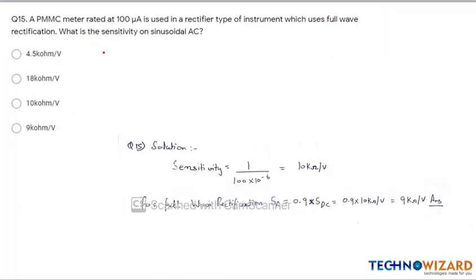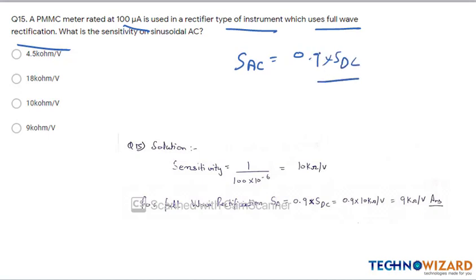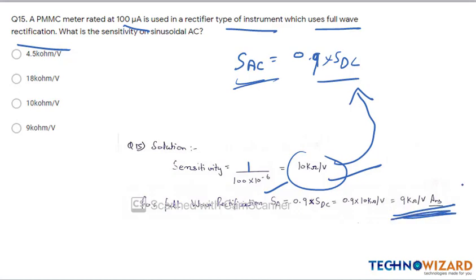Now a PMMC meter rated at 100 microampere is used in a rectifier type of instrument which uses full wave rectification. For full wave rectification, the sensitivity for AC, sinusoidal AC, is equal to 0.9 into S of DC. Therefore first we have to find the sensitivity for DC. For finding sensitivity, it is 1 upon 100 into 10 to the power minus 6, which equals 10 kilo ohm per volt. Now putting this value in this, you can find the AC sensitivity, which is equal to 9 kilo ohm per volt.